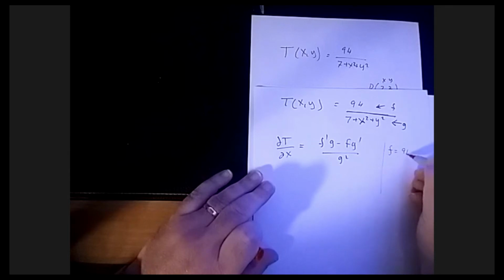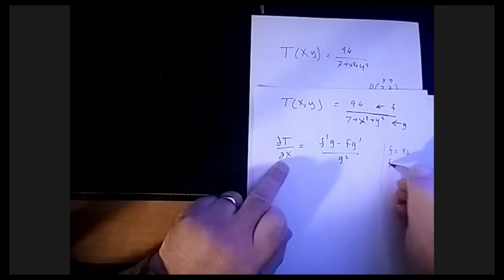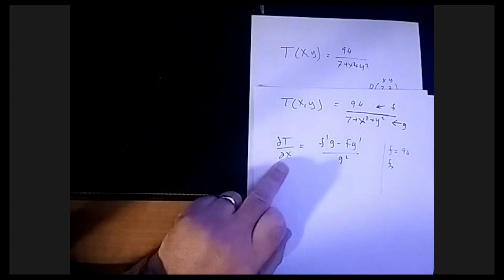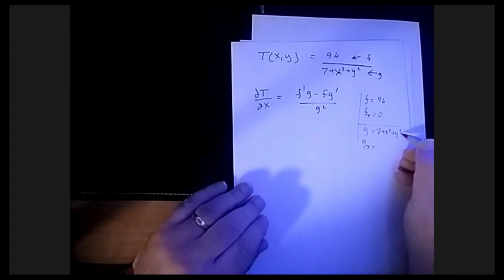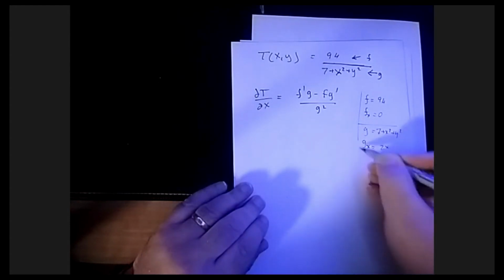The top is 94. Now, since we're differentiating with respect to x, instead of really being called f dash, it truly should have been called f subscript x, the partial derivative with respect to x, which is 0. The bottom is 7 plus x squared plus y squared. And instead of calling it g dash, I'm going to call it the partial derivative, but that's considered a number, so all you get out of that is this.